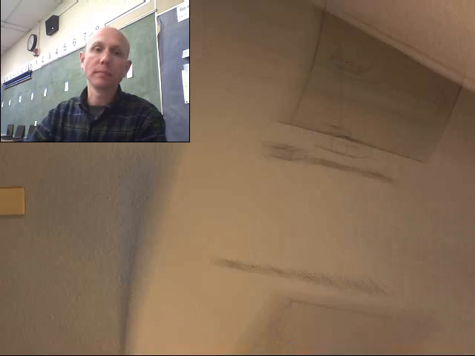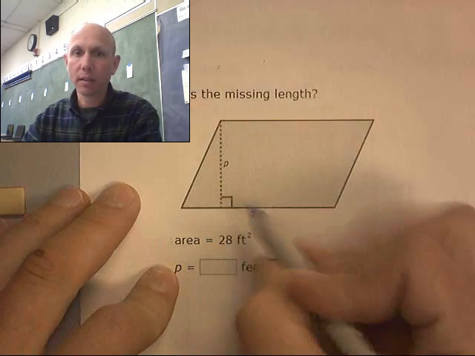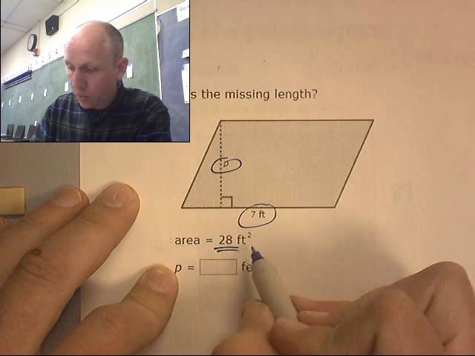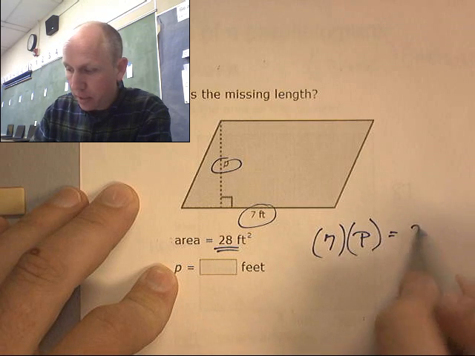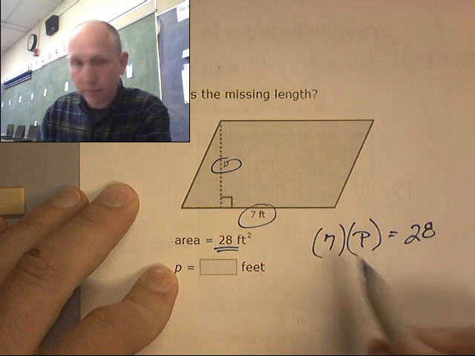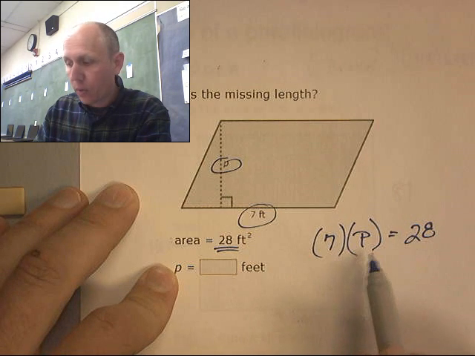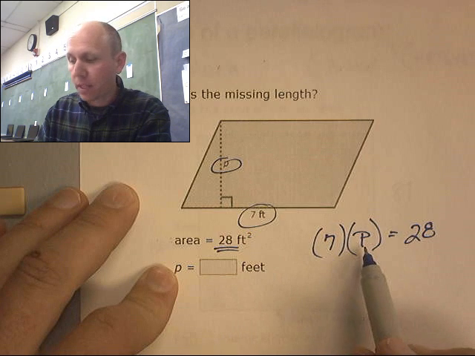Oh, this is a good one. Base times height equals the area. 7 times P equals 28. Base times height equals 28. What would P have to be to make this work?